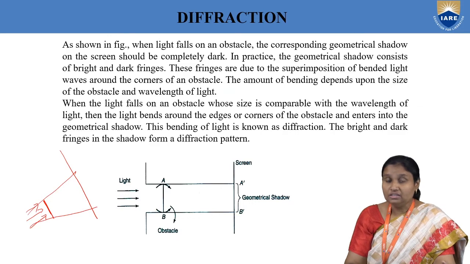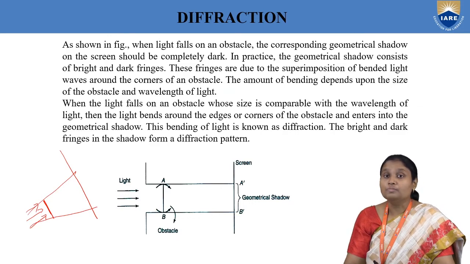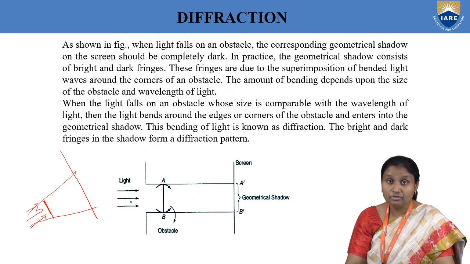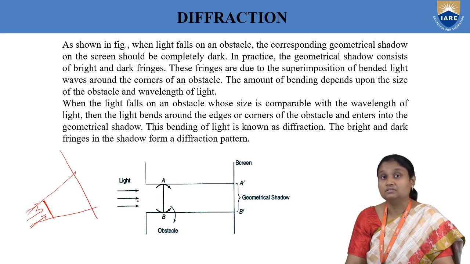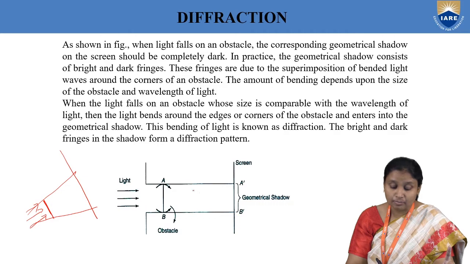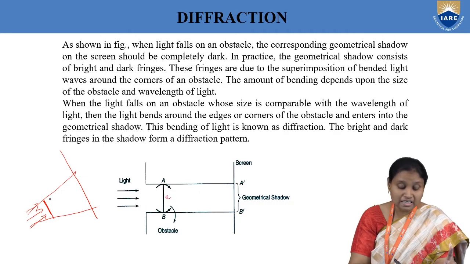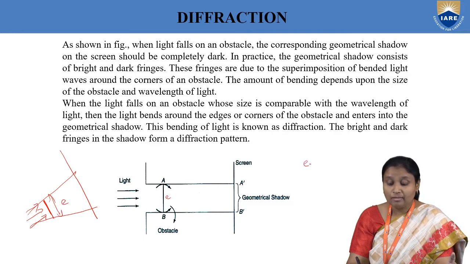that the obstacle width, or the size of that obstacle, should be comparable with the wavelength of light. This is a very, very important point for diffraction. Suppose e is the width of this slit or e is the width of this obstacle. Now e should be comparable with the wavelength of light falling on it.